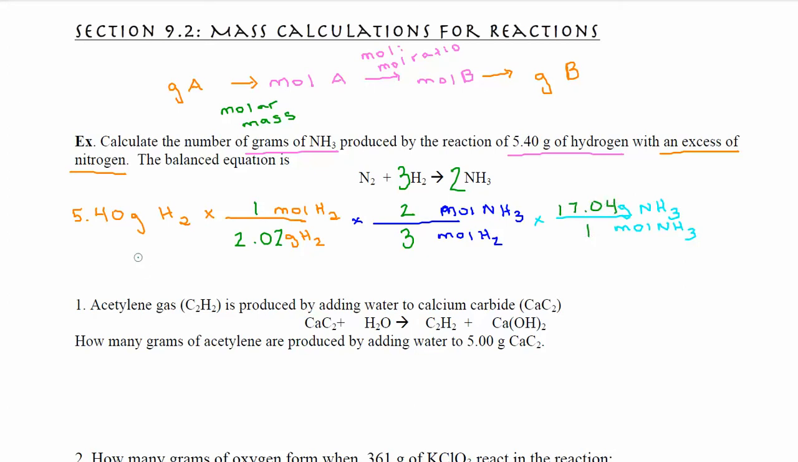So what I'm going to do now is take 5.40, divide by 2.02, multiply by 2, divide by 3, then multiply by 17.04, and what you will get is 30.4. Round it to 3 sig figs, because this has 3 sig figs. My units are grams of NH3, because you should realize that grams of H2 cancel, moles of H2 cancel, moles of NH3 cancel, and you're left with grams of NH3.